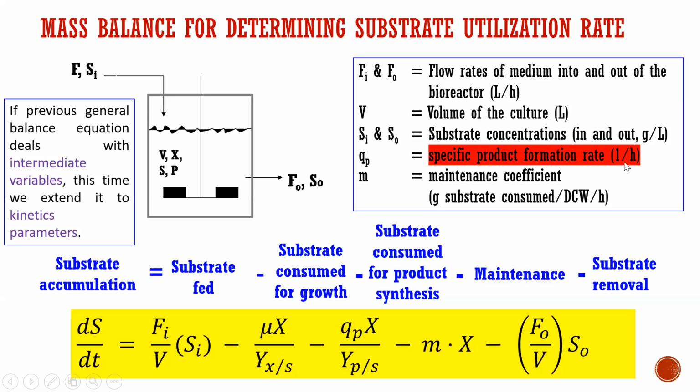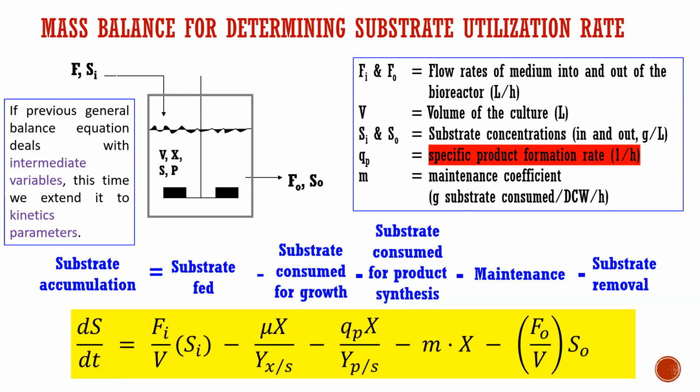Is the unit correct? One per hour? So the answer is not correct. So this is not correct, right? You can correct this, as I explained to you just now. For QP, the unit is not per hour. This is only for growth, for mu. m, the maintenance coefficient, maybe you have a more complex unit because you want to make it similar with this part, and therefore you have this, okay? So it's not that difficult to come up with these equations, isn't it?